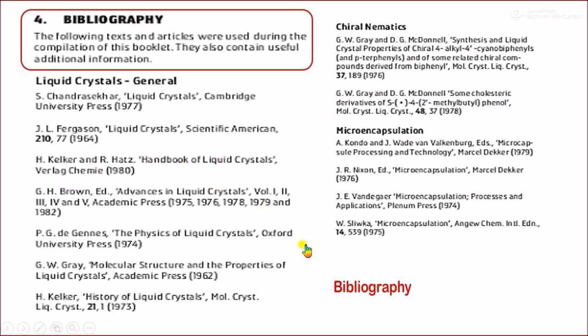And this is an example of a bibliography. Here, the author has included some references. Some of these references are cited in the book chapter and some of these references are not cited in the book chapter. So this is called a bibliography. That is why the author has mentioned that the following text and articles were used during the compilation of this booklet. They also contain useful additional information. Here, the author has provided some additional books to the readers to provide some additional information.